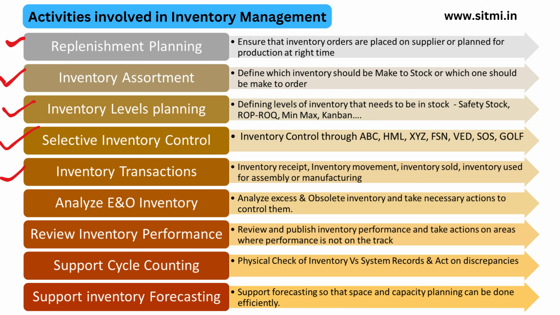The sixth activity in inventory management is to analyze excess and obsolete inventory. This is analyzed to take necessary actions to control the excess and obsolete inventory proactively as well as reactively. The seventh activity includes reviewing and publishing inventory metrics, in which inventory performance is measured and certain actions are taken on the areas where performance is not on track. In our next lessons, we will talk about different inventory performance metrics.